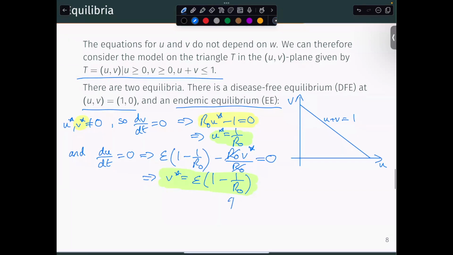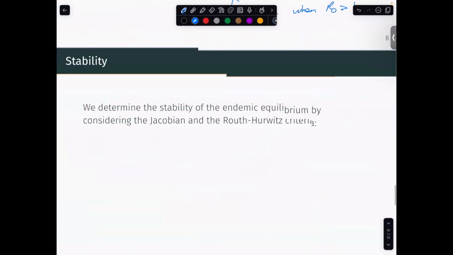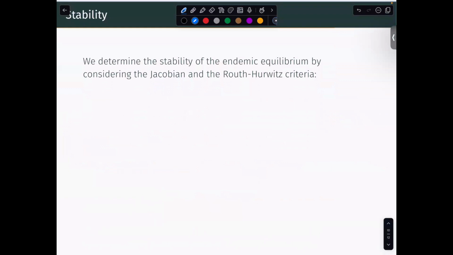And note that this is only realistic when R naught is greater than 1. So this is only positive when R naught is greater than 1. In other words, we don't have an endemic equilibrium if we can't first have an epidemic where infectious disease spreads. If it can't spread when rare, then it's not going to be able to be maintained in the population. Okay, so that's our endemic equilibrium.